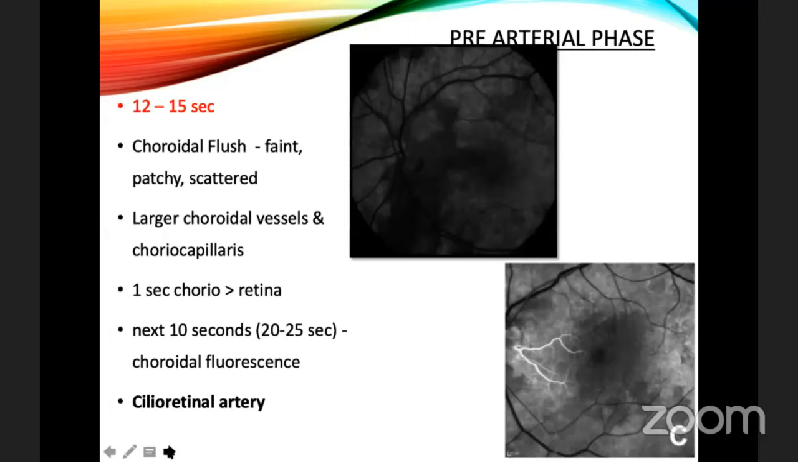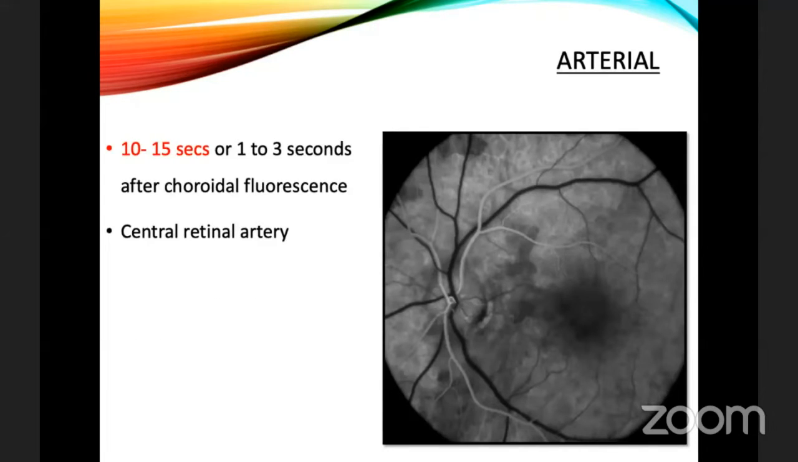This is the pre-arterial phase, where we can see the patchy lobular filling of the choroid, which is known as the choroidal flush. The retinal vessels start to fill about 1 second after the choroidal flush. Here we can see filling of the cilioretinal artery, which is a branch of the posterior ciliary arteries. Coming to the arterial phase, we can see the filling of the arteries.